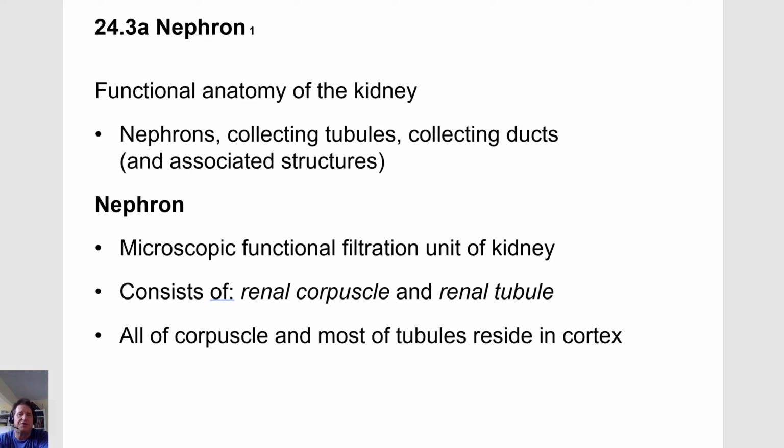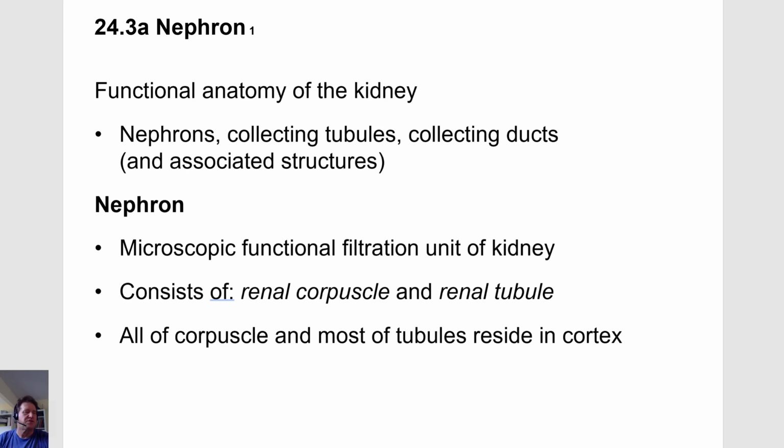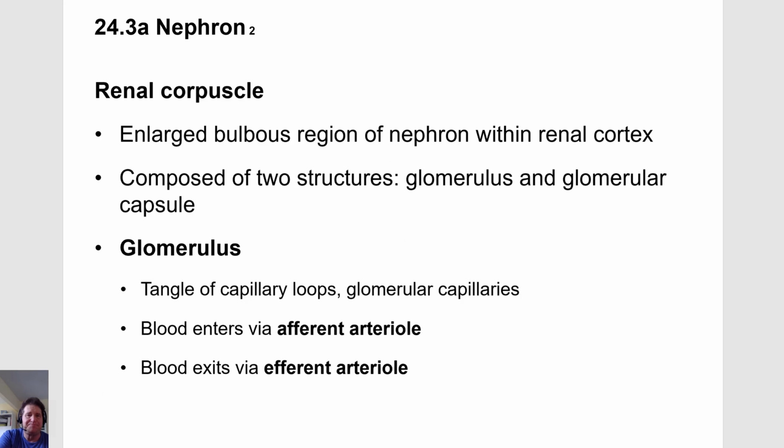Now, the functional unit of the kidney is called the nephron. Remember, a functional unit is that structure or series of structures and tissues that perform the function of the organ, and there are millions and millions of them, so that the organ performs that one function overall. In this case, what we're talking about is the nephron.